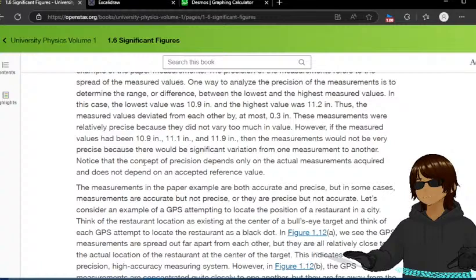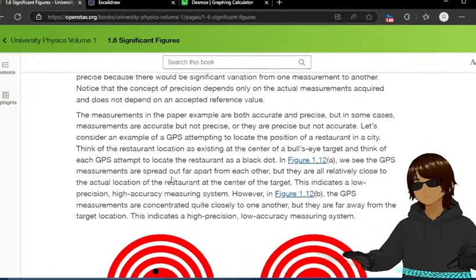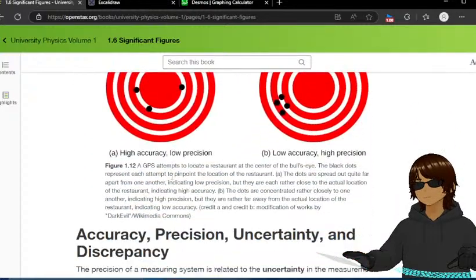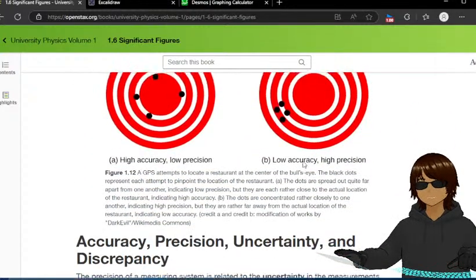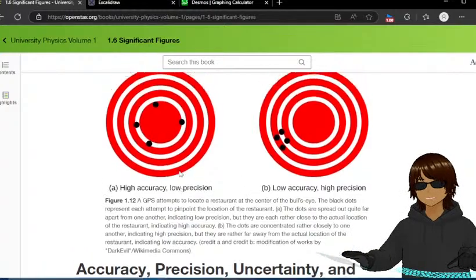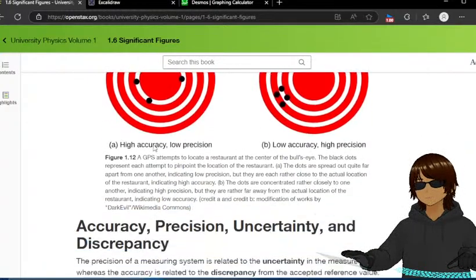Notice that the concept of precision depends only on the actual measurements acquired, and does not depend on the accepted reference value. So: low accuracy, high precision; high accuracy, low precision.